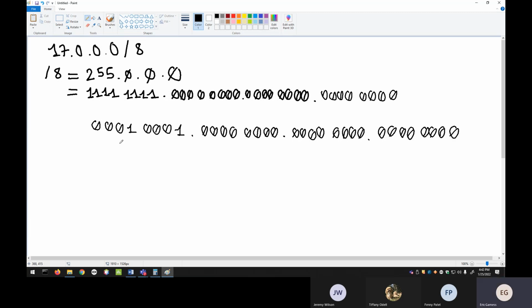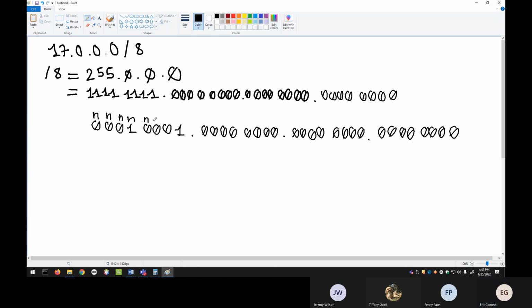So what can I say about this bit? It belongs to which part? The network or the host part? The first bit that is there. It belongs to the network part, isn't it? What about this one? It belongs to the network part. So this one in the mask says that this bit belongs to the network part, and this one says that the third bit belongs to the network part.